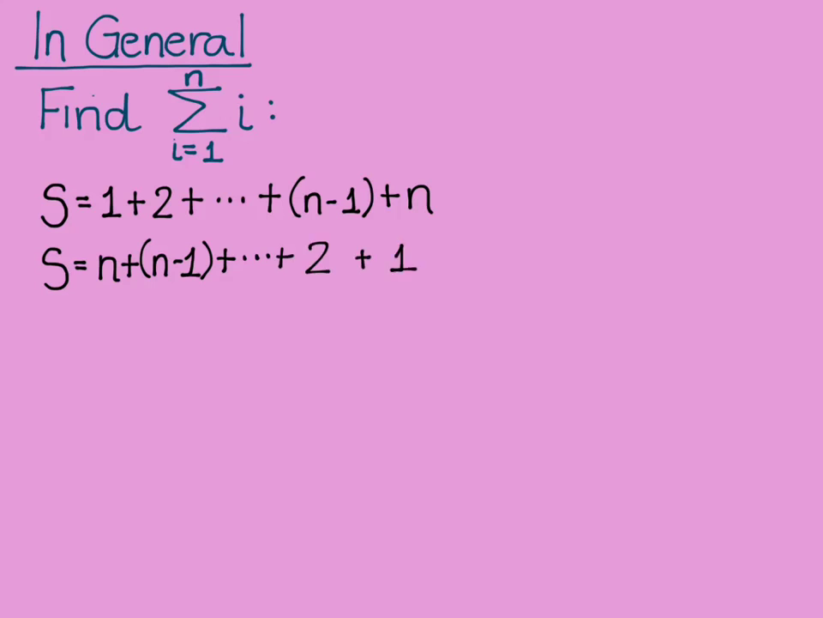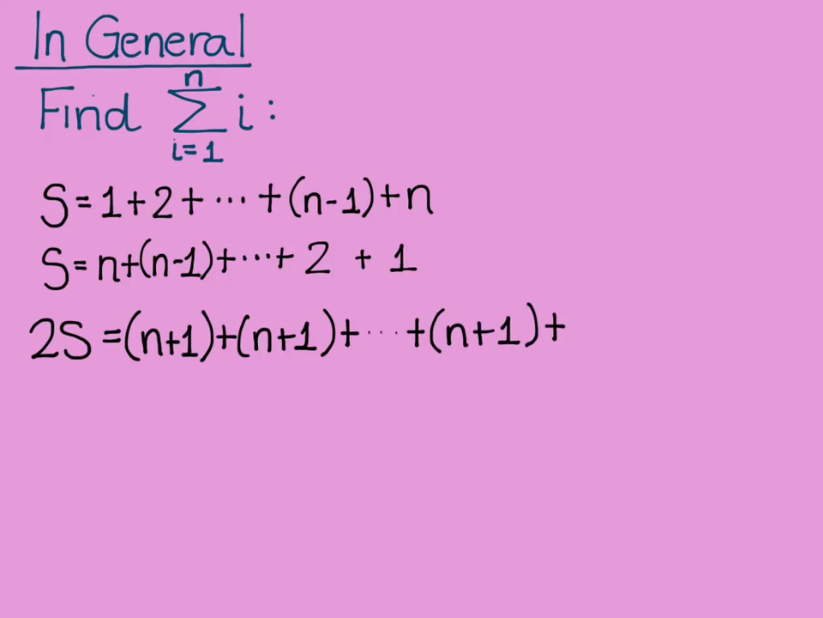And we know that the sum will still be the same number if we write it backwards. So n plus n minus 1 plus n minus 2 down to 1. We then add these up column by column, and we see that we'll get 2s on the left side of the equal sign, and we'll get n plus 1 on the right for every column.